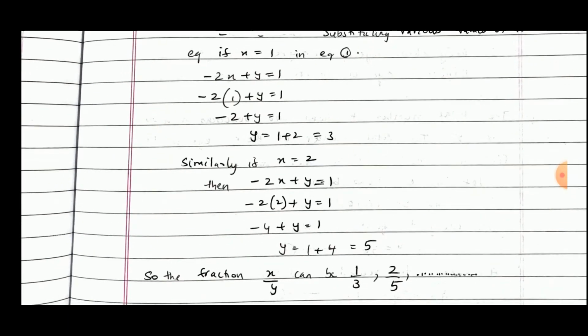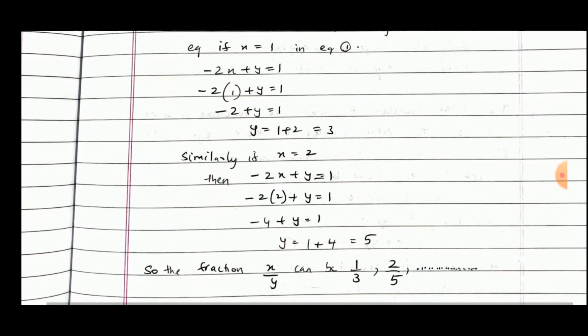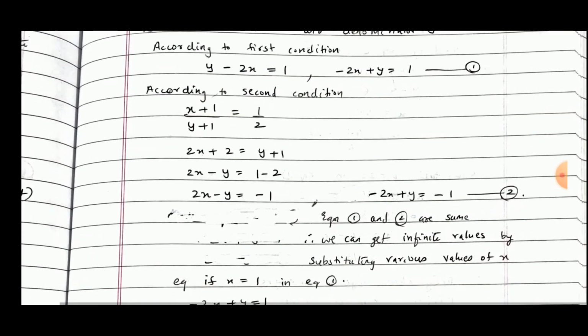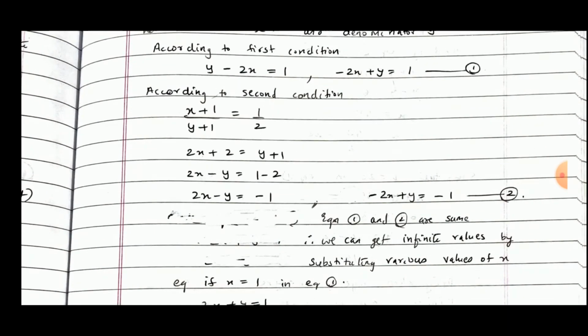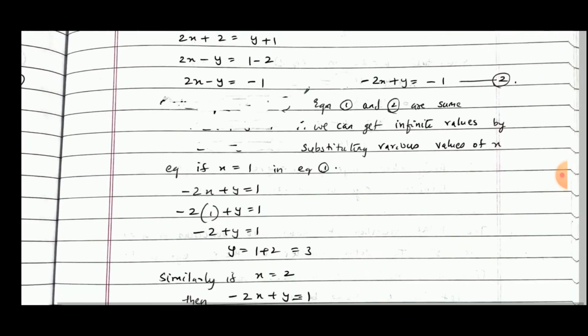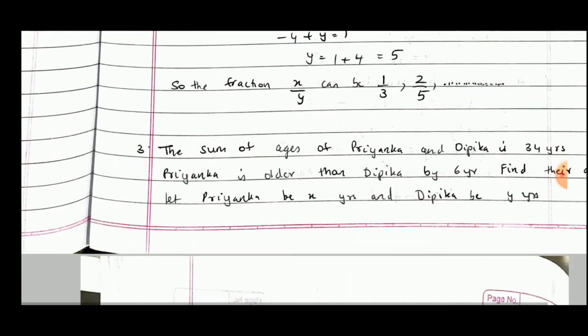So y will be equal to 5. So the fractions x, y can be 1 by 3, 2 by 5, or infinite. Now why has this happened? Because both the equations 1 and 2, you see, they are similar, identical equations. So it will have infinite solutions. If the two equations 1 and 2 had been different, then we would have got only one fraction.